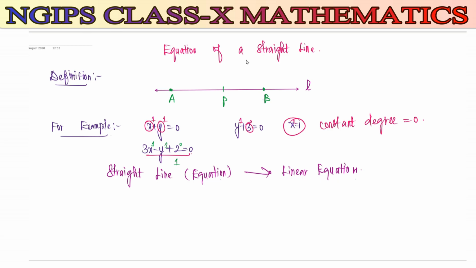Once again I am going to repeat. In other words, every straight line can be represented as a linear equation. We have to remember any point which satisfies the equation of a line lies on the same line. For example, we can consider a point here. We have the point P. This is a point, any point which satisfies the equation of the line.